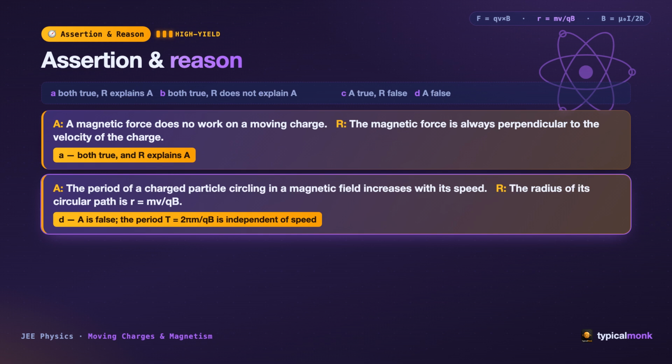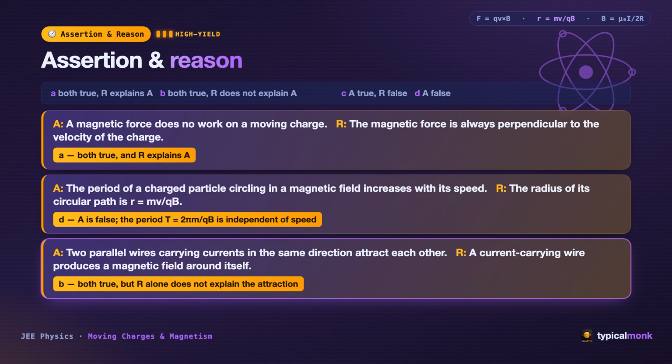Second pair. Assertion: the period of a charged particle circling in a magnetic field increases with its speed. Reason: the radius of its circular path is r equals mv over qB. The reason is true, but the assertion is false. The period 2 pi m over qB is independent of speed. A faster particle just makes a bigger circle in the same time. The answer is D.